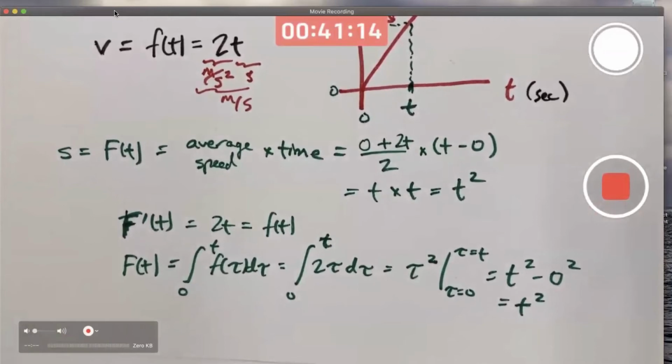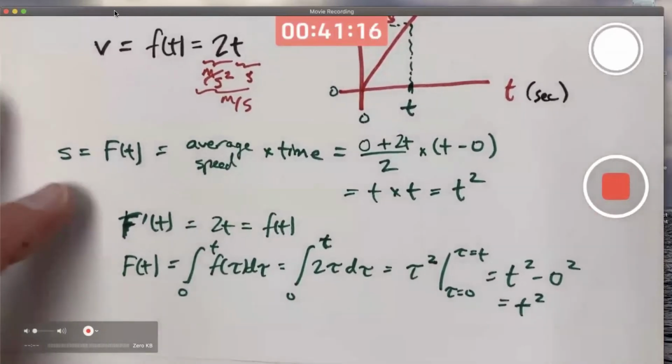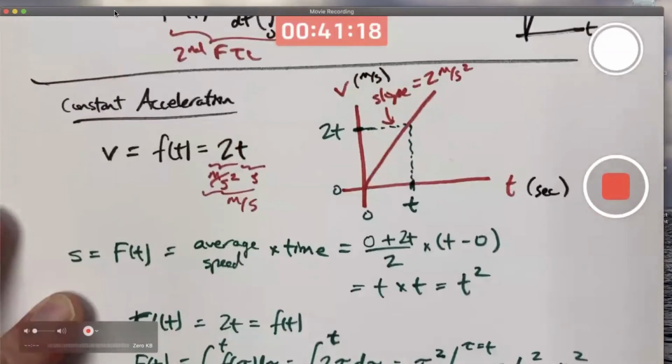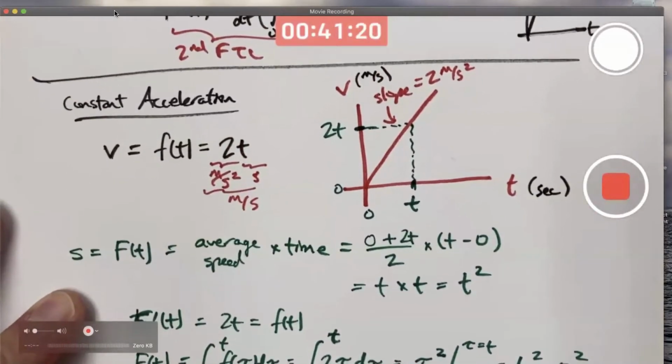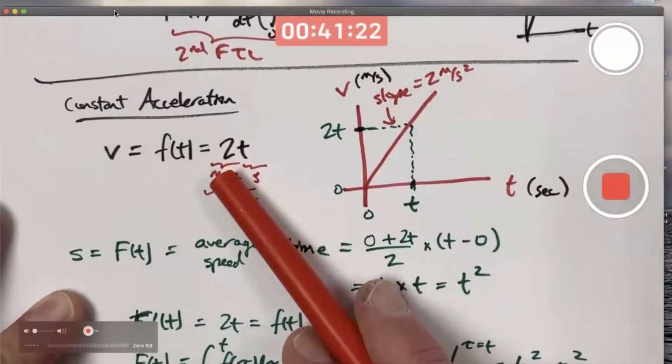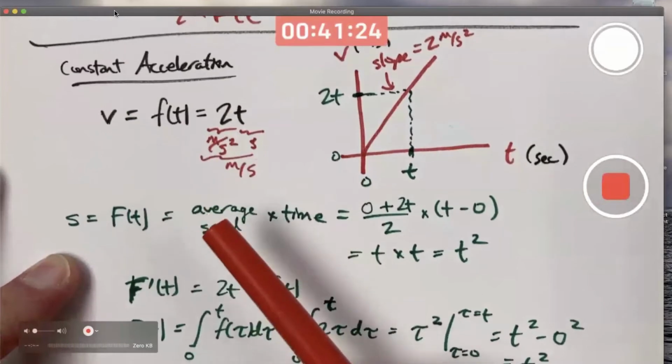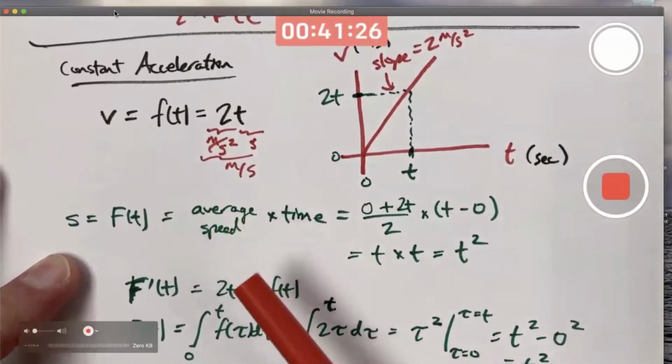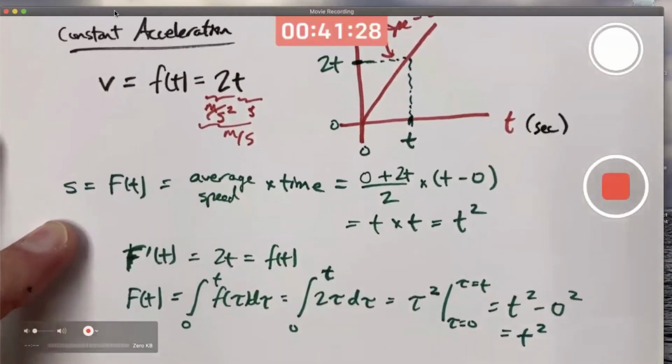Oh, you're thinking about the constant acceleration formula? Yeah, I mean, yes. If the acceleration is 2, if a is 2, one half a t squared is one half times 2 times t squared, which is just t squared, yes.